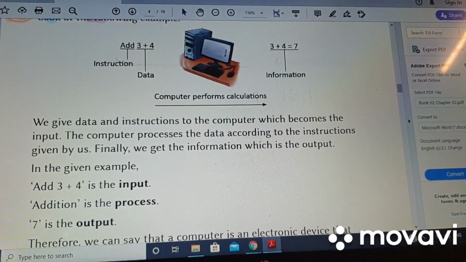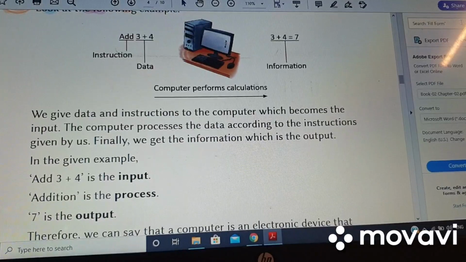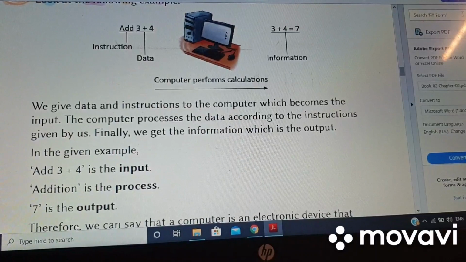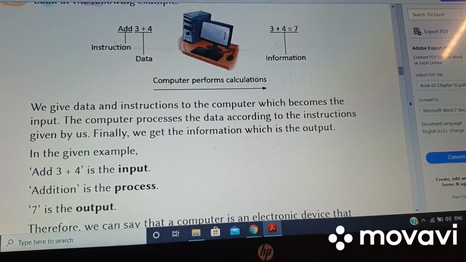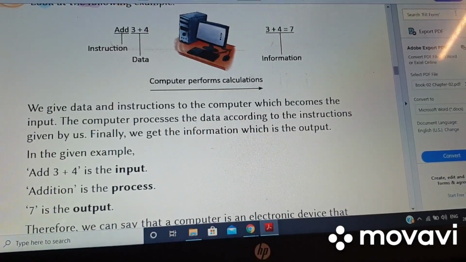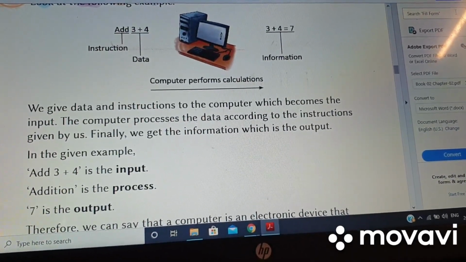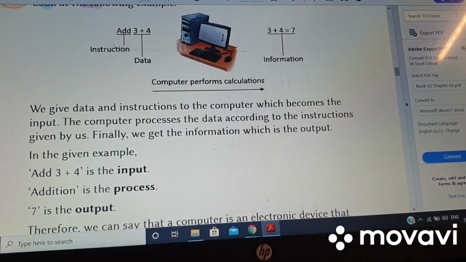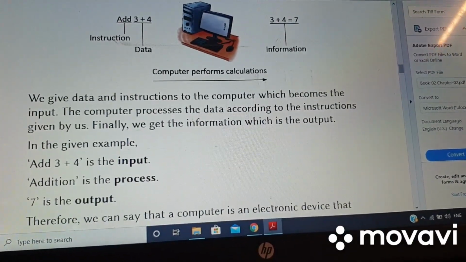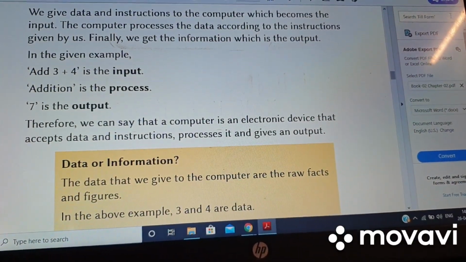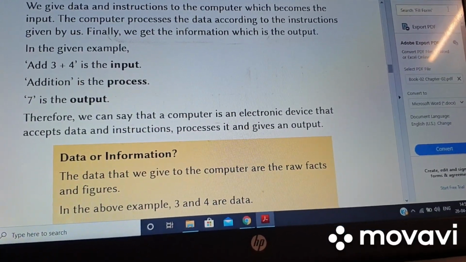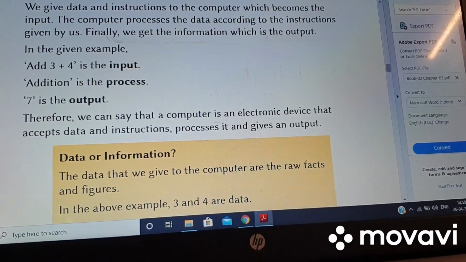We give data and instructions to the computer, which becomes the input. The computer processes the data according to the instructions given by us. Finally, it gives us the information, which is the output. In the given example, add 3 plus 4 is the input. Addition is the process, 7 is the output. Therefore, we can say that a computer is an electronic device that accepts data and instructions, processes it and gives an output.